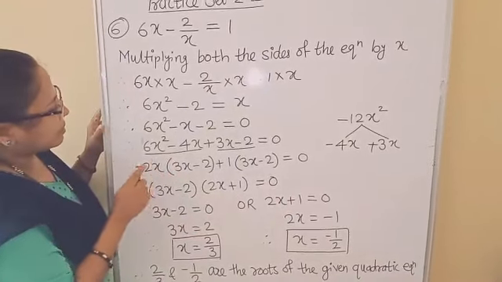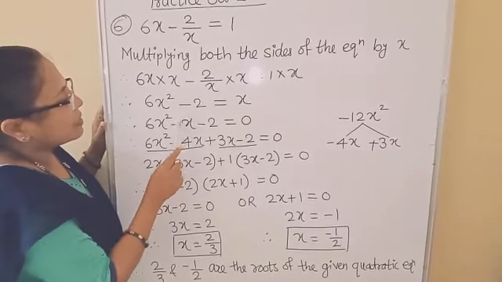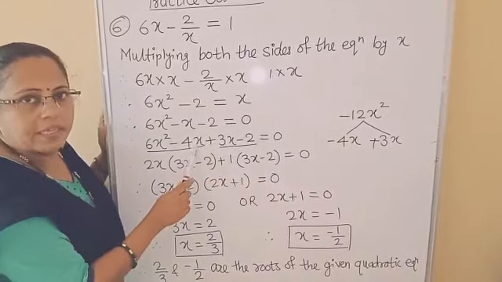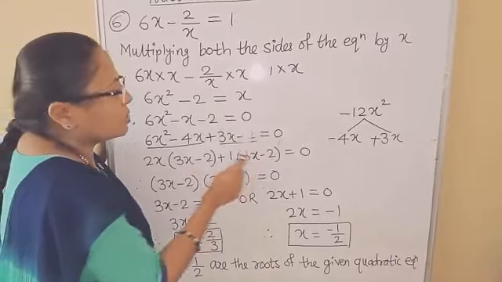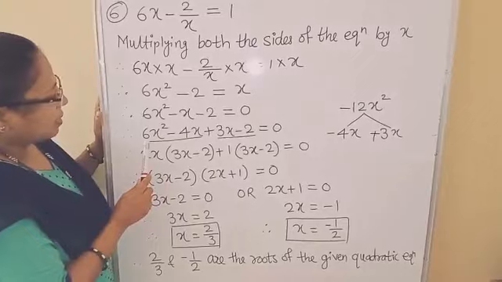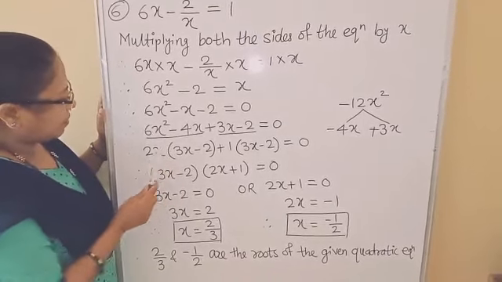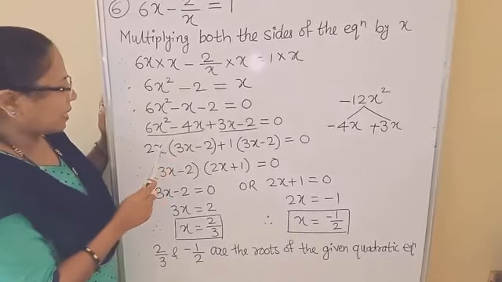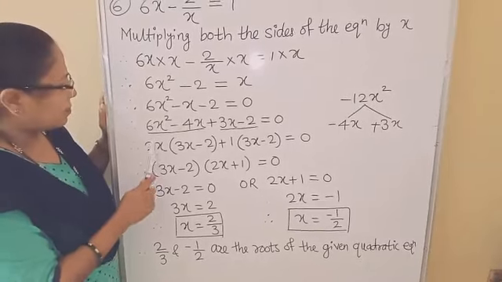So split the middle term. First term is 6x square minus, instead of this middle term we will write these two factors, minus 4x plus 3x minus 2 equal to 0. Then make groups of two terms. Now from this first binomial, from 6 and 4 we will get 2 as a common factor, and from x square and x we will get x. So 2x is the common factor.